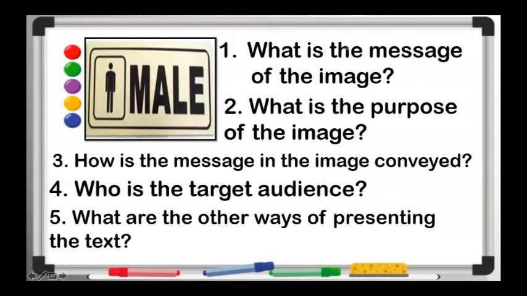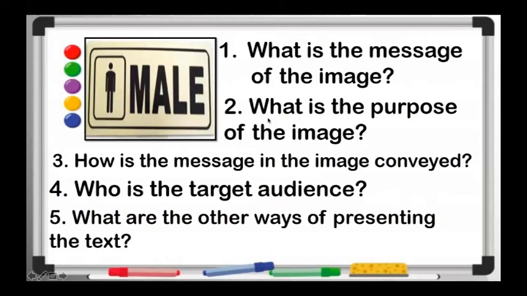Number 1 says, what is the message of the image? Looking at the image presented here, we can say that the message of the image is that this specific place is for male only, or this is a male only space. That is the message being shown in your image. When you see it, it should mean that this area is only to be used by a male.